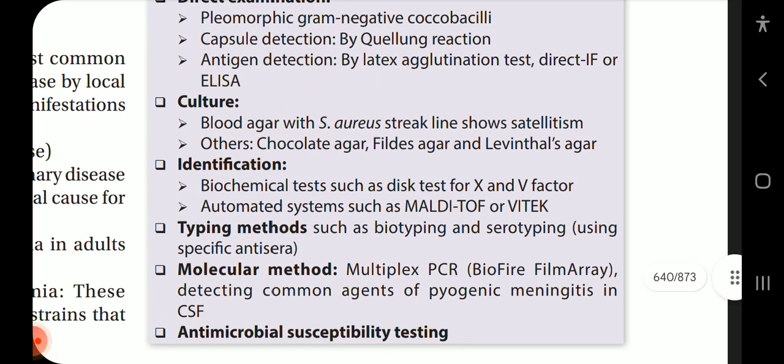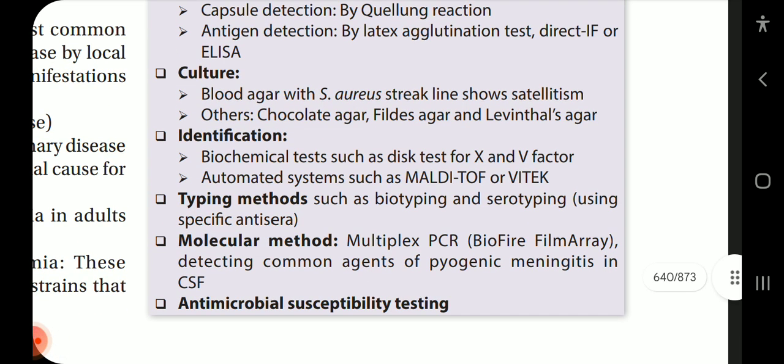Identification: biochemical tests such as disk test for X and V factor. Automated systems such as MALDI-TOF and Vitek. Typing methods such as biotyping and serotyping using specific anti-sera. And molecular method: multiplex PCR, such as the FilmArray, detecting common agents of pyogenic meningitis in CSF. And of course, antimicrobial susceptibility testing can be done.